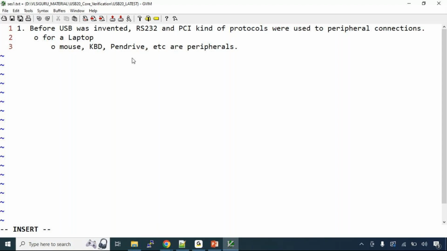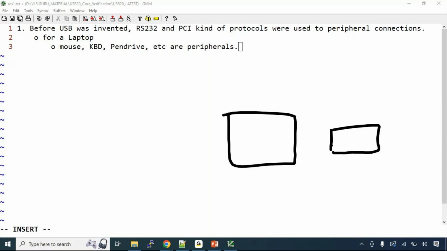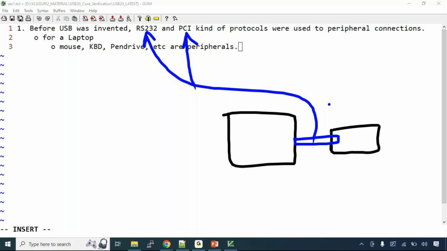Let's say this is my laptop, this is my pen drive. I need some medium through which they both connect, right? They should connect through some medium. That is called the interface. So that interface is based on some protocol. Now this interface could be based on the RS-232 protocol. It could be based on the PCI protocol, not PCI Express, okay, the PCI protocol. Or later they moved to the USB protocol.